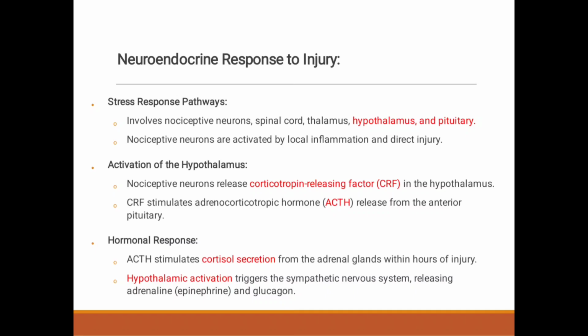And also, the hypothalamus, once activated by the tissue injury, not only releases corticotropin releasing factor from its neurons, it also triggers the sympathetic nervous system, releasing adrenaline and glucagon. So what this tells us is there's a neurochemical basis for the hormonal increase in our body which is seen during the stress response.